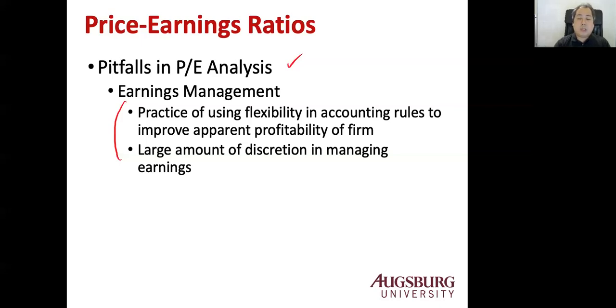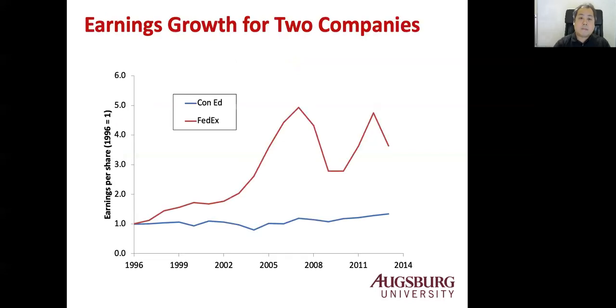So there's something called discretion. Discretion means the difference between the earnings management numbers and the real numbers. If discretion is large, then they mismeasure earnings basically. And earnings management is also another problem.